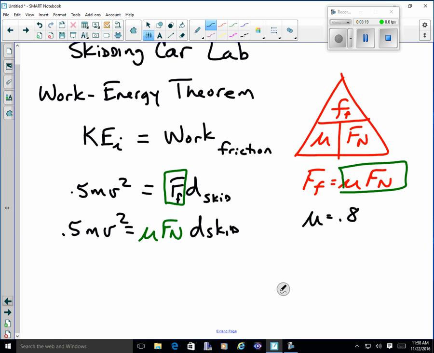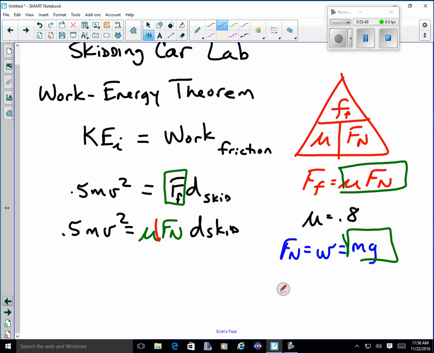Does anybody remember from last chapter what the normal force is the same as? The weight. Very good. So if normal force equals weight, and weight equals what formula? Mass times gravity. I can now substitute in mass times gravity for the normal force here. Okay?